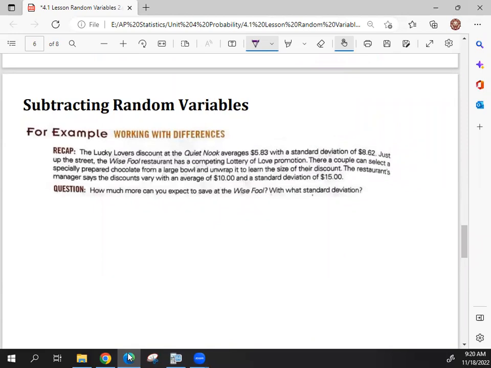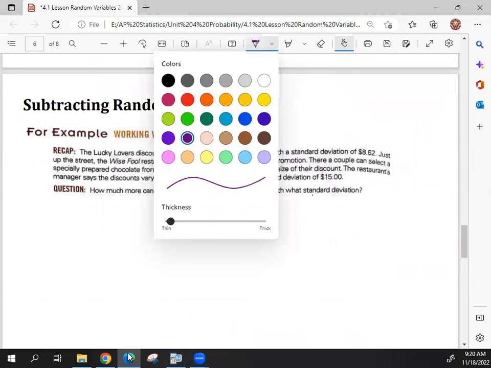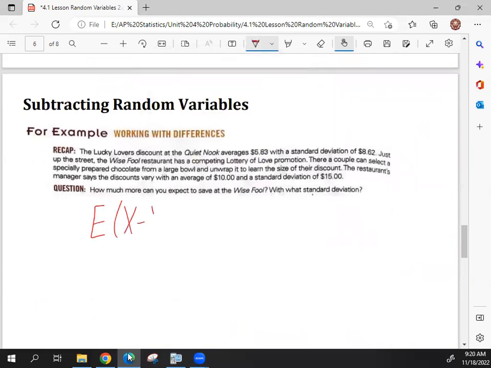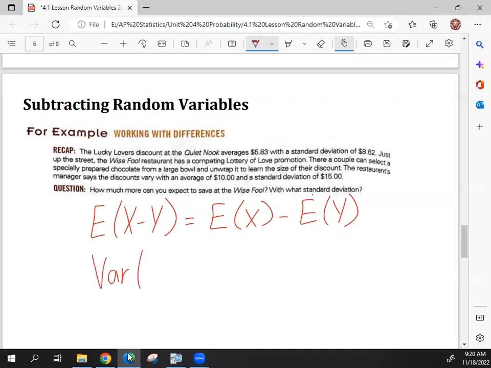Subtracting random variables is going to be similar to adding. And so I'm not going to actually do this problem, but I'm just going to point out that when we subtract two random variables, we do the same thing we would do when we add two random variables. We simply just subtract them. The only difference here is when we calculate a variance for the difference between two random variables, you're not going to subtract the variances, you are going to add them still.